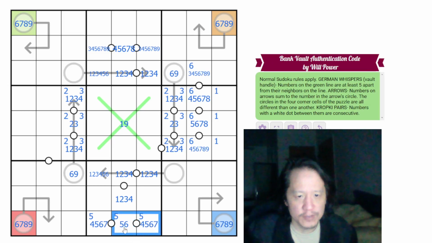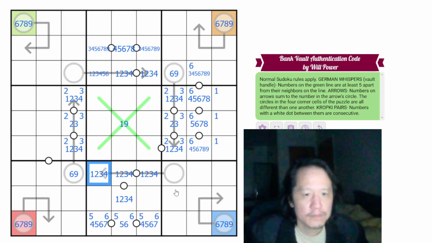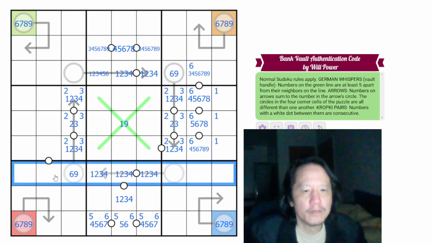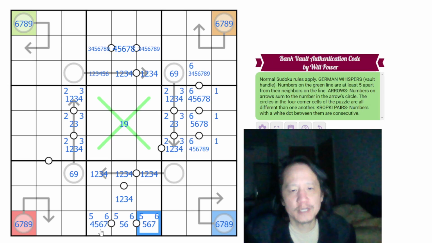So this is 4, 5, 6, 5, 6, 7. So 5 and 6 both have to be here. So this cannot be 5 or 6. Well, we have a 1, 2, 3, 4 quadruple now in box 8, which eliminates 1, 2, 3, 4 from the rest of the box. So this can't be 4, this can't be 4. We know now that this is a 6, and it's surrounded by 5 and 7. So this has to be 6, and this is 5, 7, 5, 7.